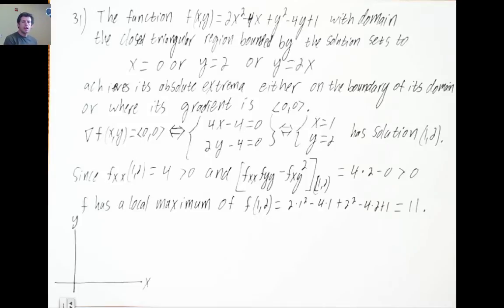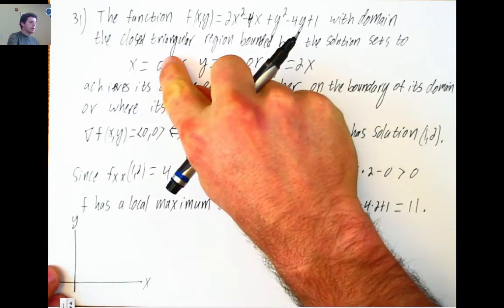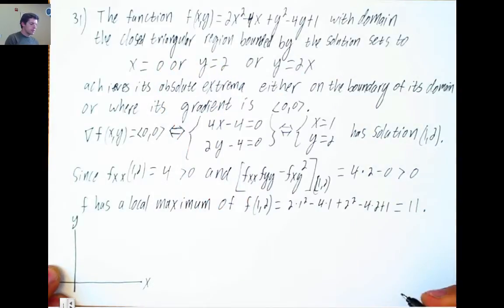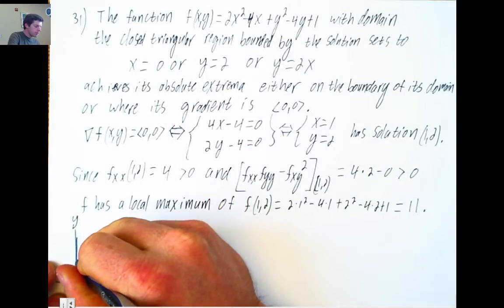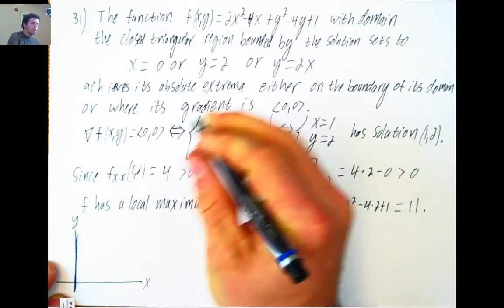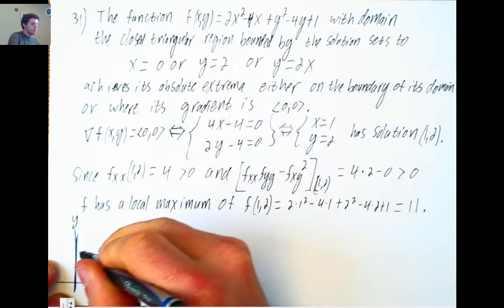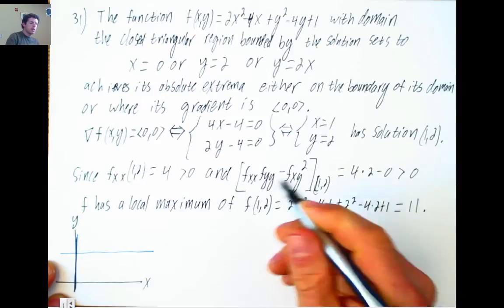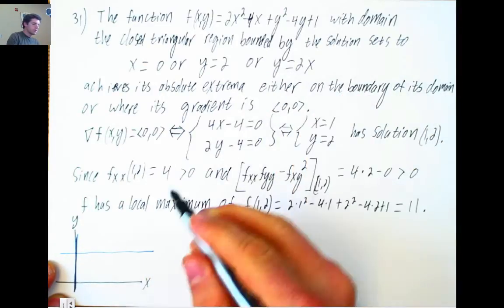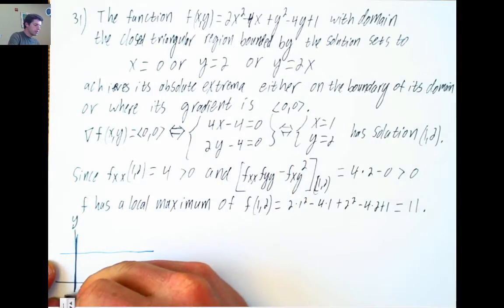Next, I need to examine the behavior of this function on the boundary, so I was going to draw the domain. Now, let's see. The domain is bounded by the solution set to x is equal to 0. That would be this line right here in blue. The solution set to y is equal to 2. That's maybe something like this. And y is equal to 2x. So about like that.